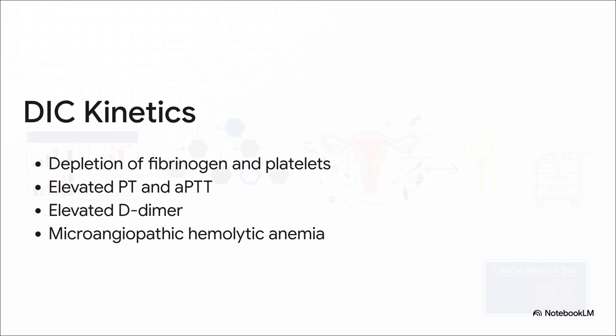First off, you get this catastrophic depletion of fibrinogen and platelets. Next, on your laboratory workup, you'll see elevated PT and APTT as the clotting cascade is aggressively activated and then completely exhausted. Third, you'll find an elevated D-dimer due to the presence of fibrin split products. And finally, the sheer force of red blood cells moving through these microthrombi will cause microangiopathic hemolytic anemia.